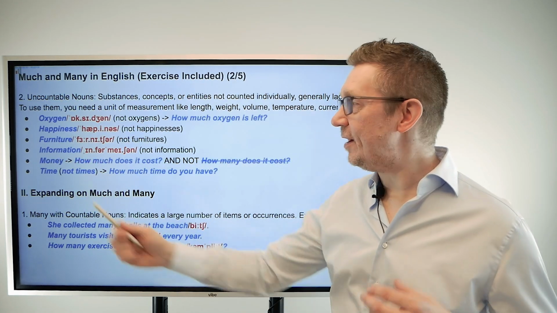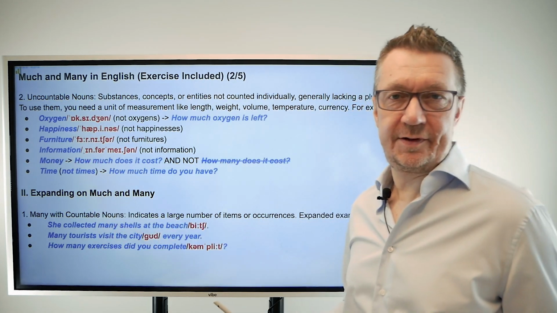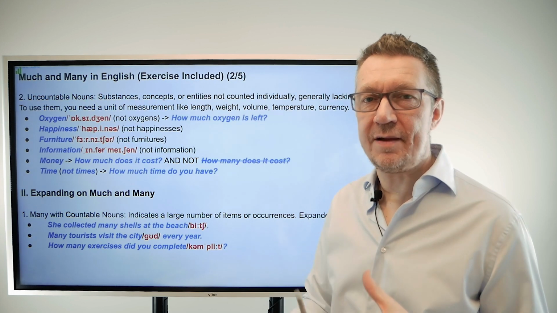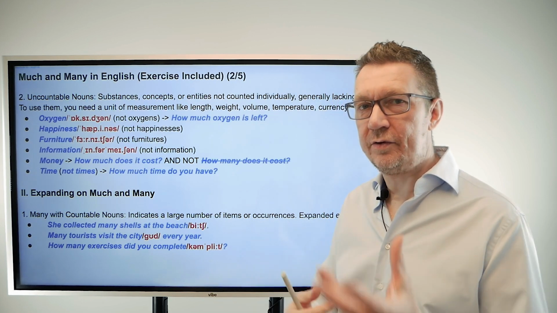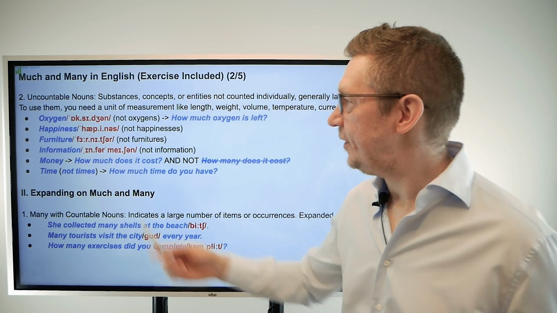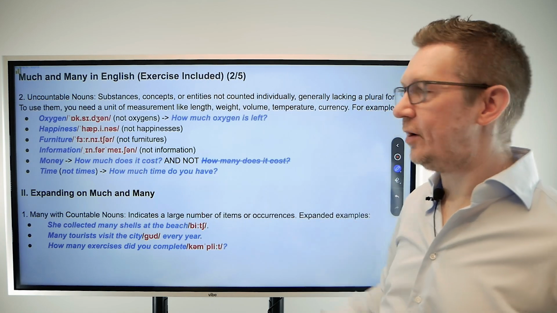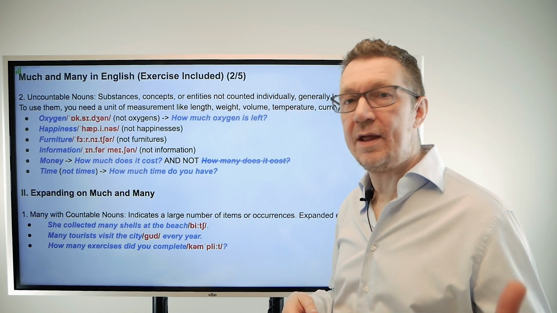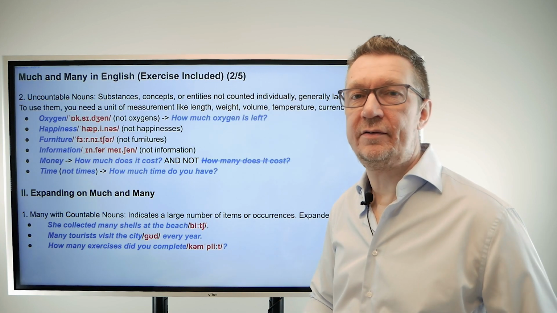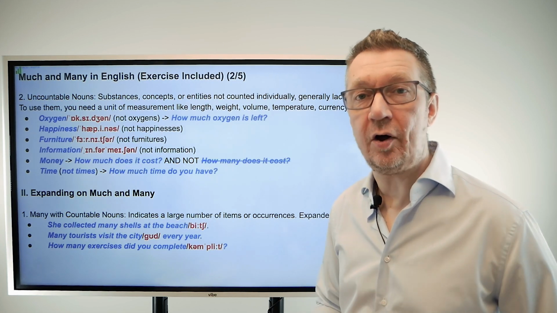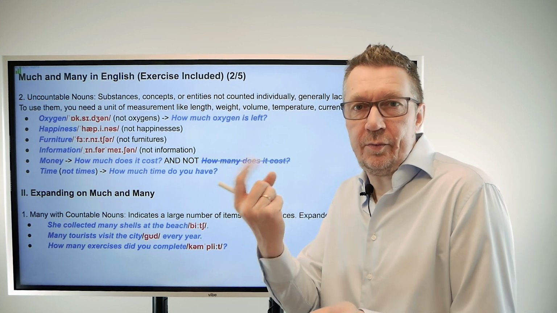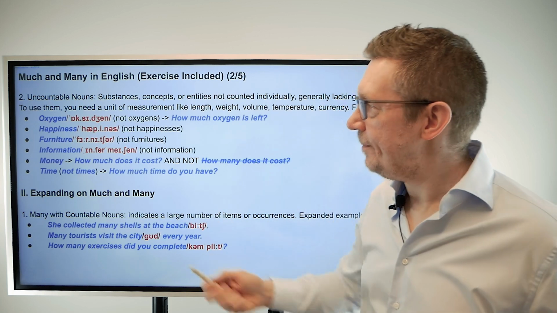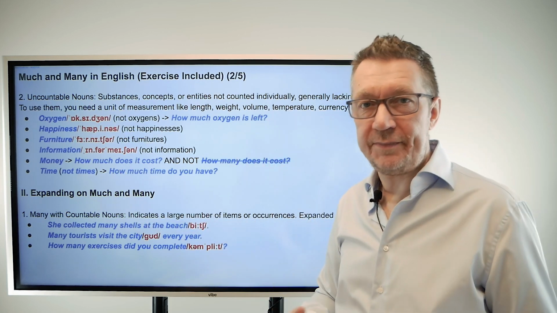So next one is money. Money can't be counted unless you're talking about individual coins or notes or currency. So with money it's how much does it cost, not how many does it cost, unless you use the name of the currency, euros or dollars or pounds. How many dollars do you have? Yeah, because you can count them, $1, $2, $3. But when you have money in general, it's always much.